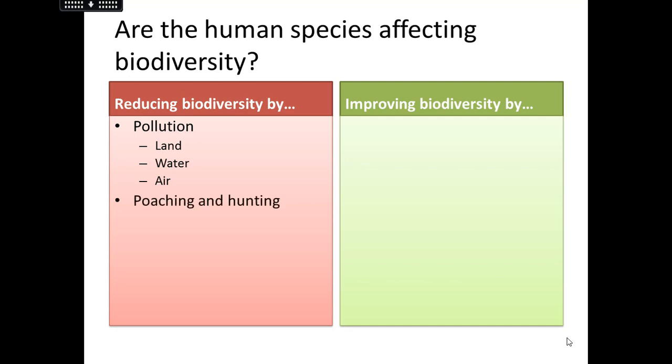We poach and hunt, obviously not us individually, but certain cultures find a reason to poach or hunt specifically endangered species. For example, there's a Chinese medicine that they believe comes from rhino horns. So rhinos are being poached and hunted, and we're trying to do what we can to protect them, but those numbers are declining.